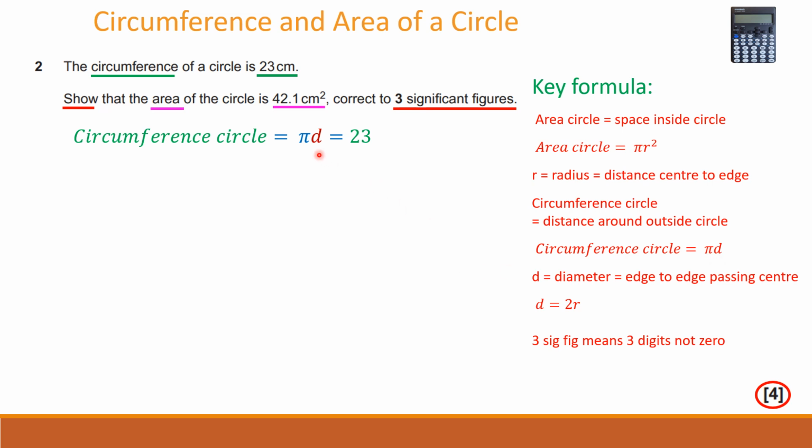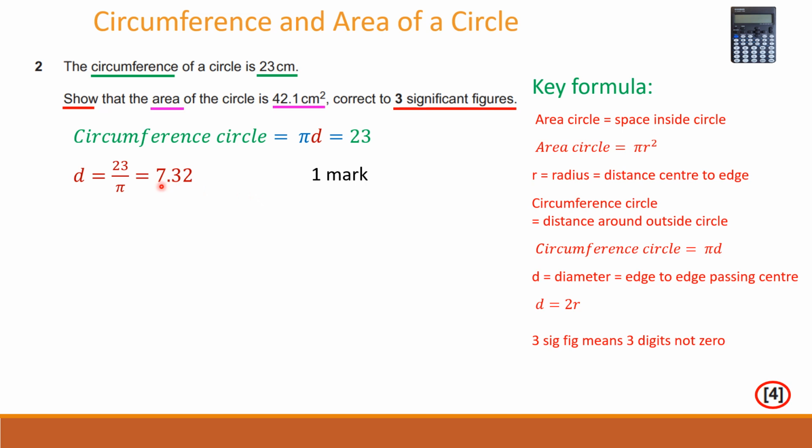Now we need to work out the diameter of this circle, because if I know the diameter, I can then work out the radius, and when I know the radius, I can use that to work out the area. So to work out the diameter, I've got to get rid of this times by pi. The opposite to times by pi is divide by pi, so I'm going to divide both sides by pi, and 23 divided by pi is equal to 7.32 for your first mark.